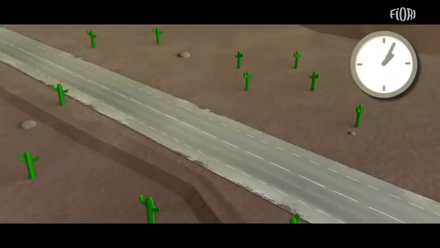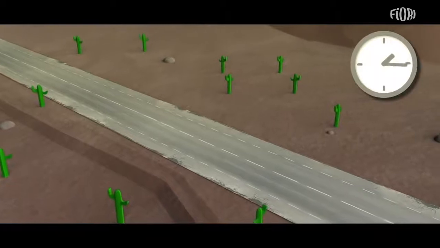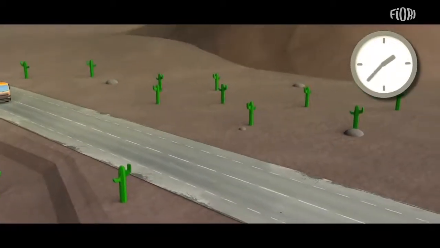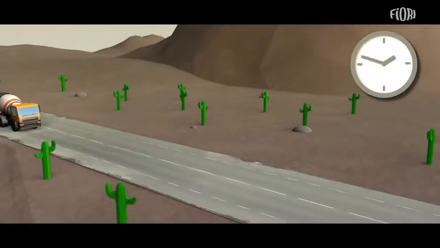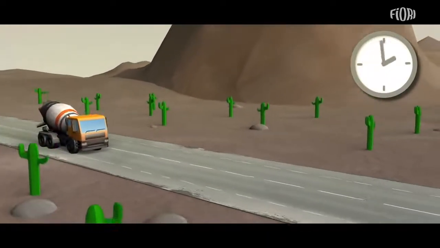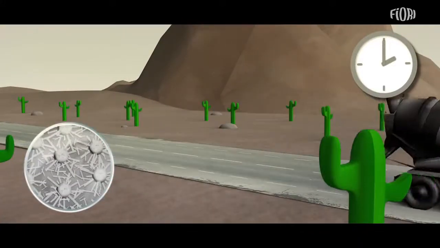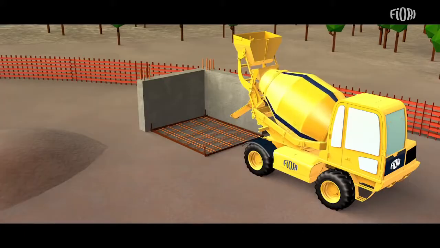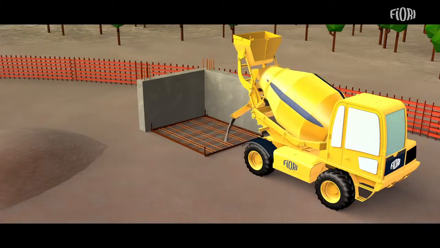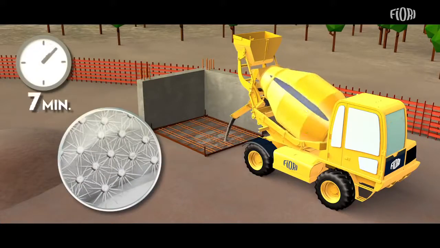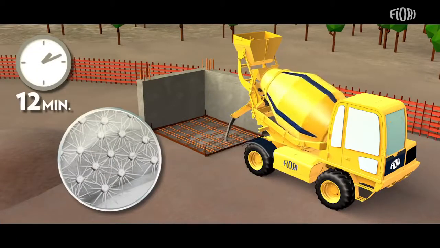Time. When concrete is supplied by a concrete batching plant, it has to be transported to the building site. This time spent in transit can damage the concrete. In fact, if it is mixed for more than an hour, its quality is compromised. With the Fiori solution, the concrete is poured as soon as it is produced. The whole cycle lasts for a mere 12 minutes.